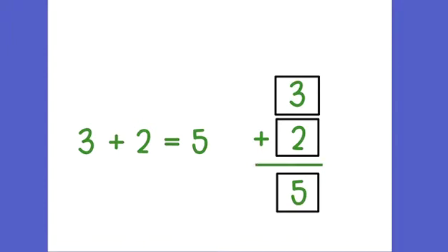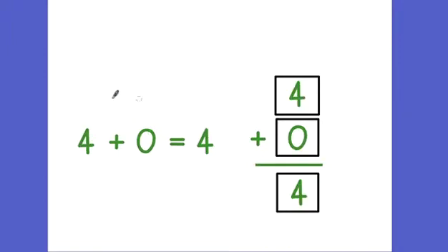Let's look at another one. Here's our add-ins, 4 and 0. 4 plus 0 equals 4. I'm going to move the same add-ins into an up and down addition problem, and I get the same sum. 4 plus 0 equals 4. I want to show you how we can draw circles next to these problems to solve them also.